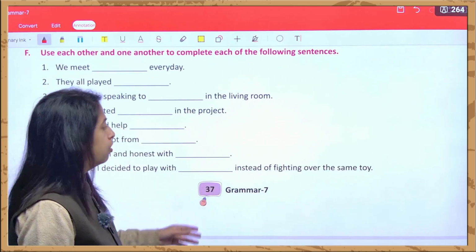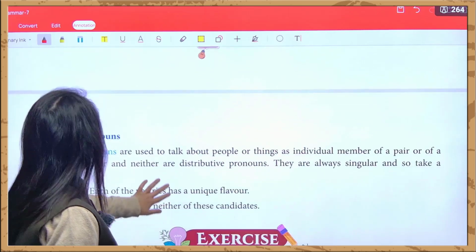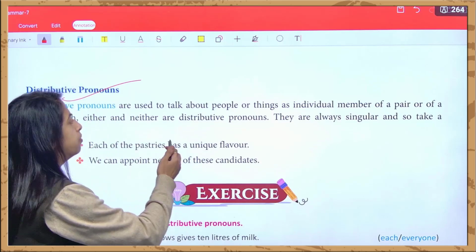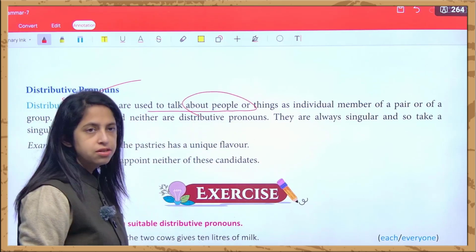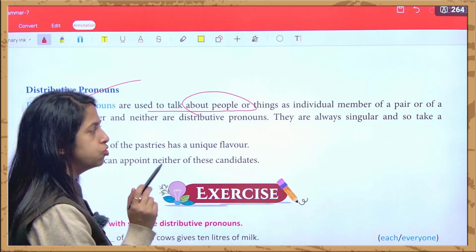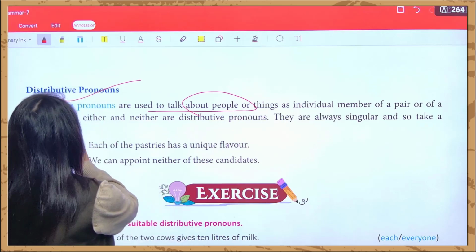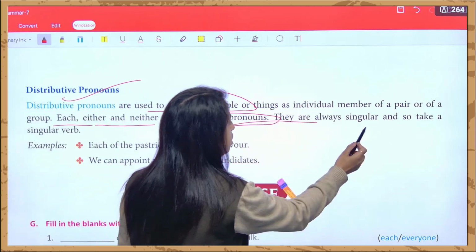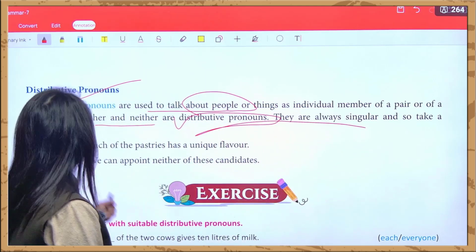Moving on, you have to complete these exercises on your own. Now moving on to distributive pronouns. Distributive pronouns are used to talk about the people or things, about individual members. जो कि individual member है pair का, और you can say group का, जैसे कि each, either, neither. ये सब distributive pronouns हैं and they are always singular, so just take a singular verb.